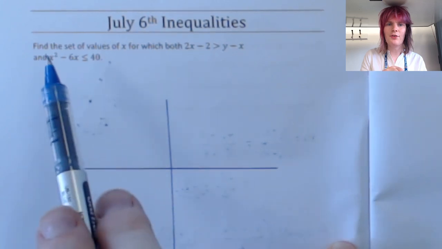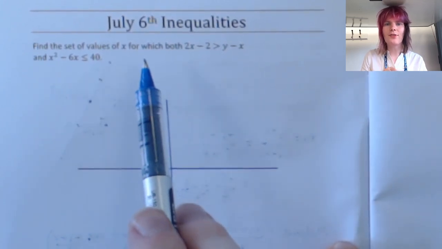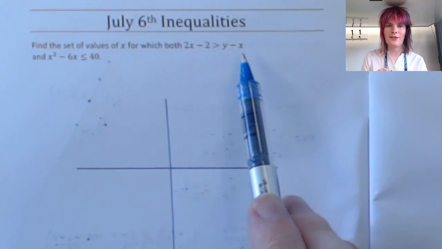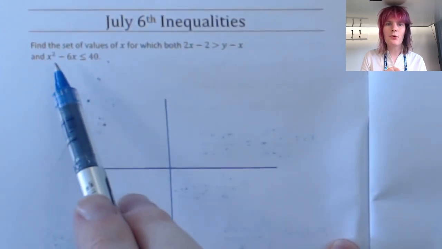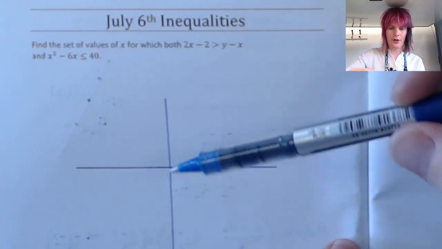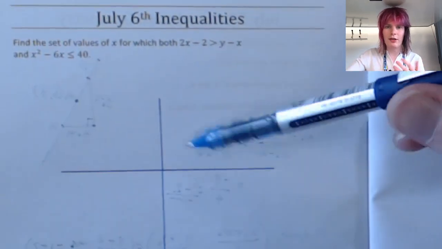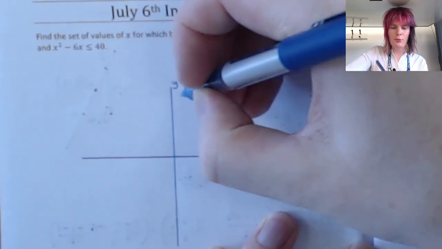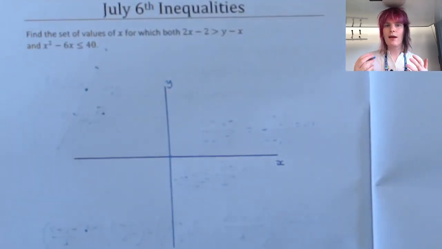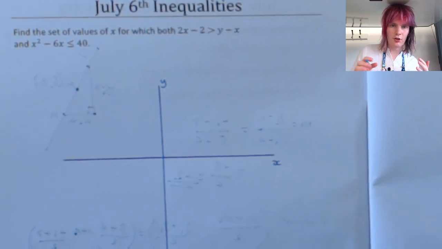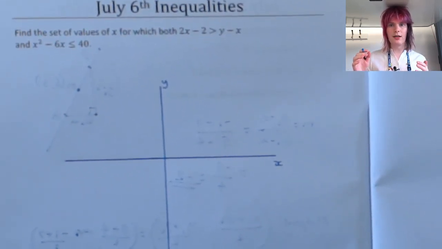So today's question is we want to find the set of values of x for which both 2x minus 2 is greater than y minus x and x squared minus 6x is less than or equal to 40. As you can see here, I've already started drawing my coordinate plane with our x's and our y's. We'll be wanting to use one of these to represent these two inequalities so we can find this region and write it as an inequality.